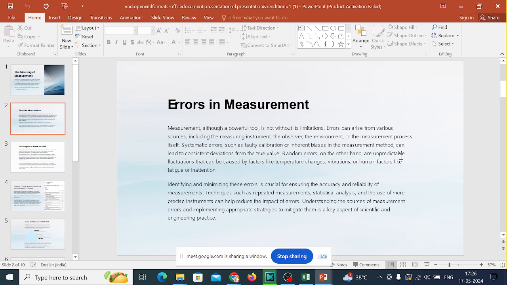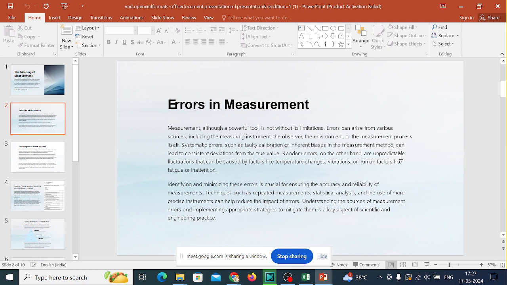See, measurement, although a powerful tool, is not without limitation. Errors can arise from various sources, including the measuring instrument. Number one, measuring instrument. Suppose you want to measure a floor with a measurement tape, there may be some errors in the tape. So the instrument can cause error while measuring. Instrument is the number one important source of errors while doing measurement.